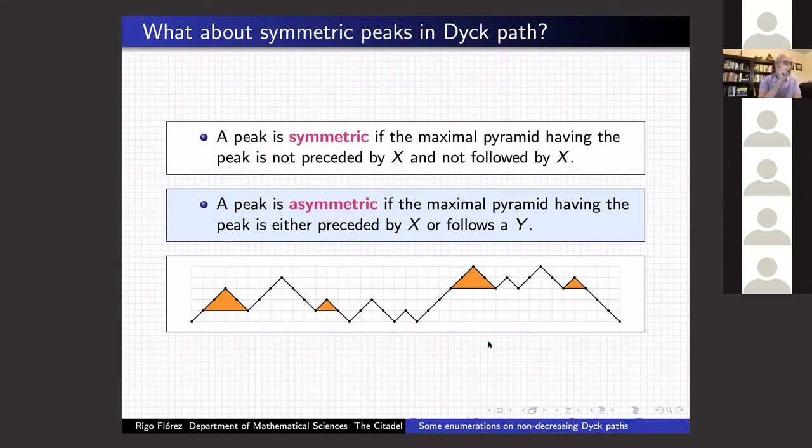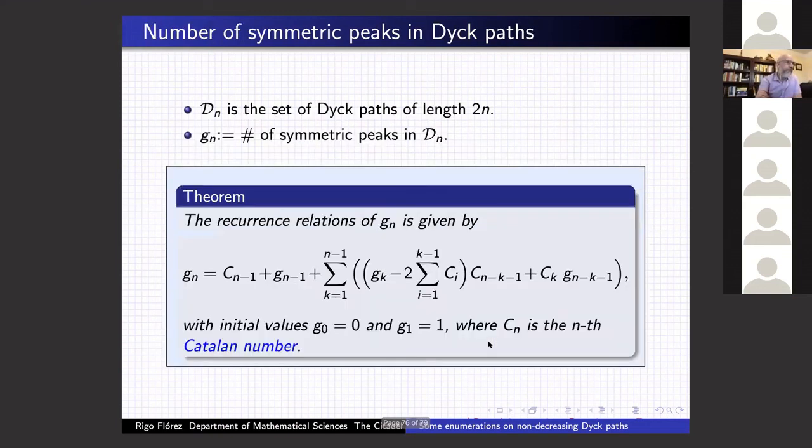Yes, I remember that. So we did that for non-decreasing Dyck paths, using the technique that we used before. But you see, before we said all paths that have a first pyramid. In this case, we don't say that. We say all paths that have what? One primitive path, right? That's how we divide. Using that idea, we found this recursive relation, and then we simplified it and it gave us this crazy recursive relation.